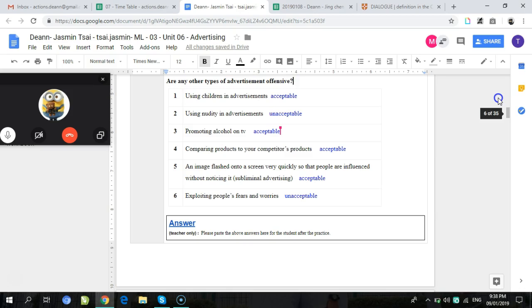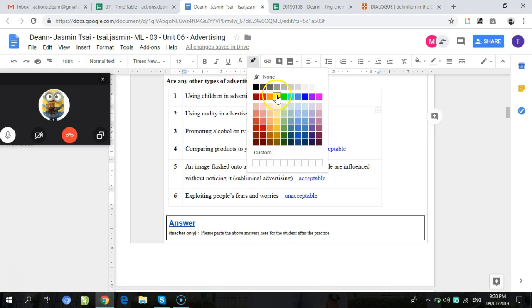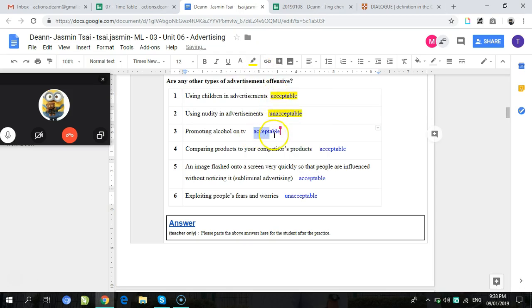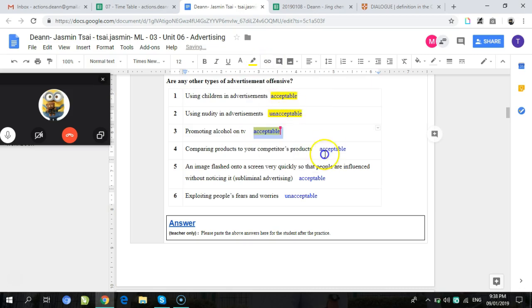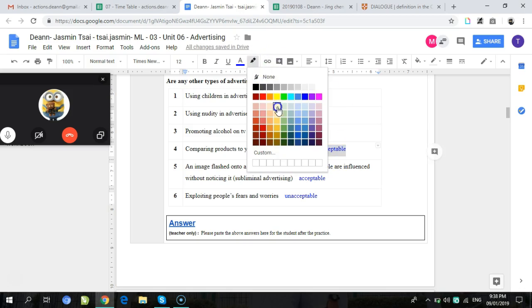Okay, so that's all. Now this time, let us look at... Now I will highlight this one first. Yes, sure. Number one, let's just highlight that. Remember, yellow: advertisements are not your products.